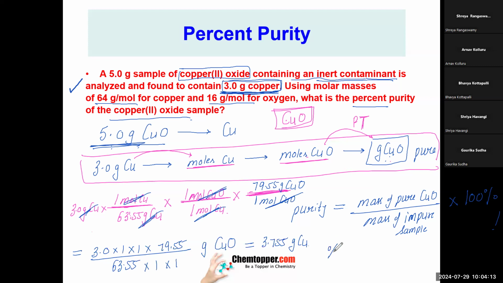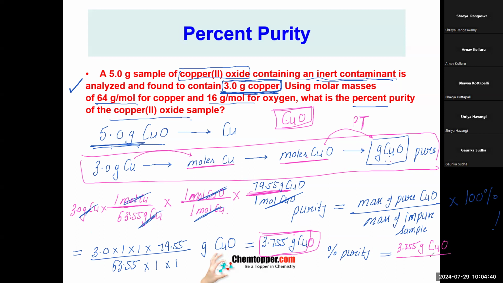Calculate the percent purity. Use this equation. Good, Bhavya. Get the percent purity, Bhavya, now. So what's the mass of the pure copper oxide? This much. Oh, this is CuO, yes. CuO, please. Okay, 3.755 grams CuO. This is pure.